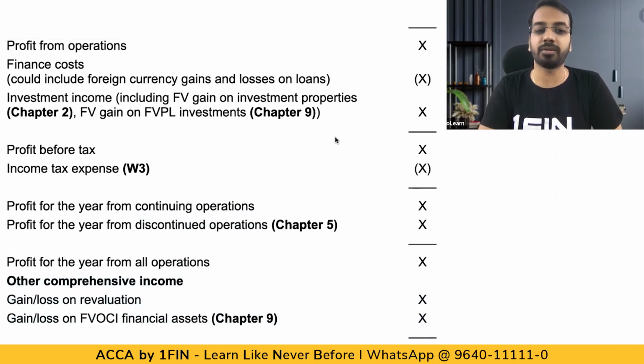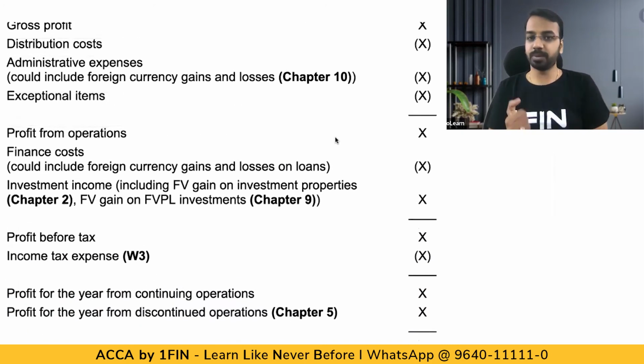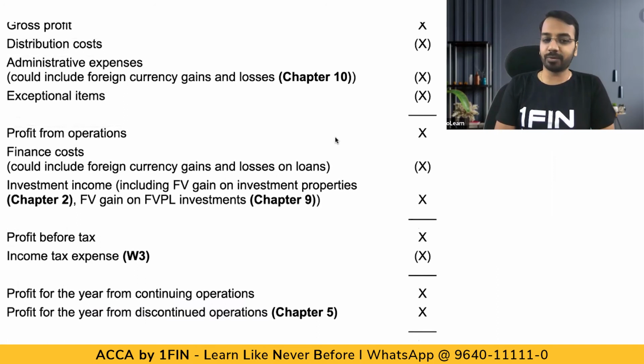So basically, so far what you have seen, you have revenue, you have cost of sales, you have expenses, you have finance cost, you have investment income. All of that put together, you'll have profit before tax. Then you will have income tax expense. Then you'll have continuing operations profit and discontinued operations profit.